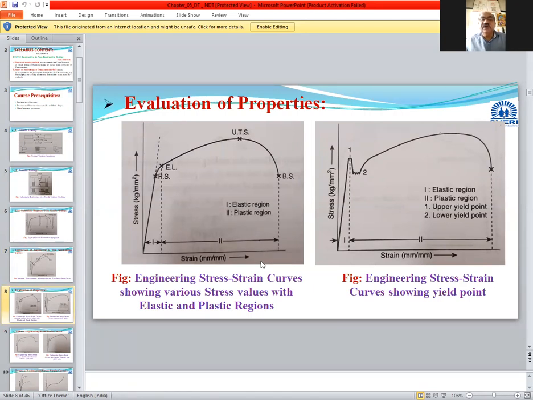So in the second graph, you will have to see this elastic region, plastic regions, lower yield point, upper yield point. And here, elastic region and plastic regions. So in the first graph, two regions will be there, that is the elastic and plastic. And in the second graph, elastic plastic region is there, but along with this, upper and lower points will be there. Okay, next.